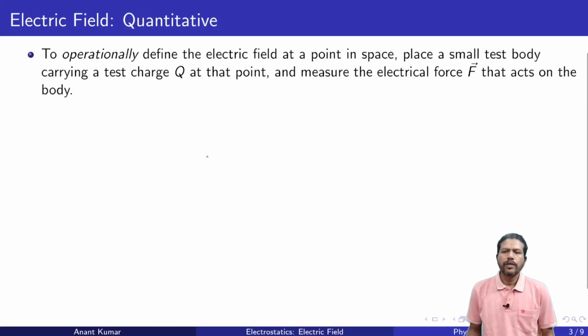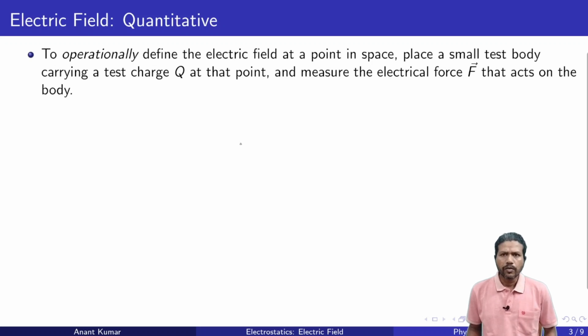Now if we wish to determine the electric field at a point, there is an operational definition which we require. In physics we always need operational definitions. An operational definition does not only tell us what a quantity is, but also how to measure that quantity. In this case, we are looking at a definition for the electric field.